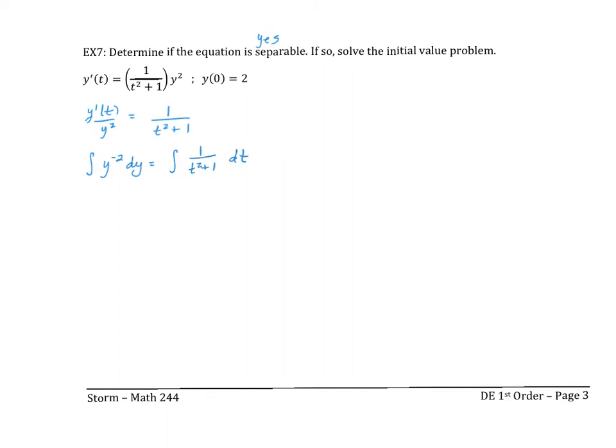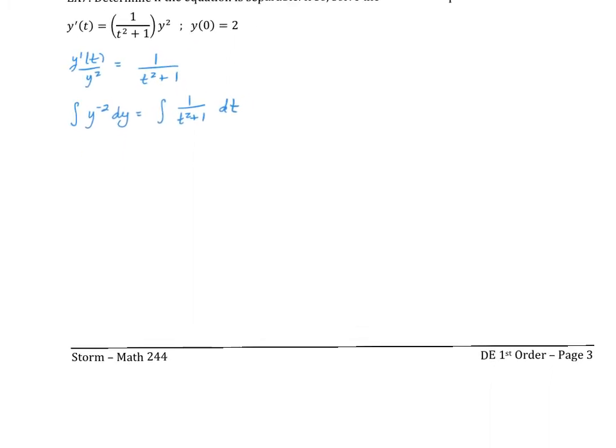Now, notice that I'm integrating with respect to different variables on both sides, but in this case it's okay. I'm just skipping that step where the dt's cancel, as we did in example 6. So now we have y to the negative 1 over negative 1, which would be negative 1 over y, equal to 1 over t squared plus 1, which is tangent inverse. So this is tangent inverse of t plus some constant c.